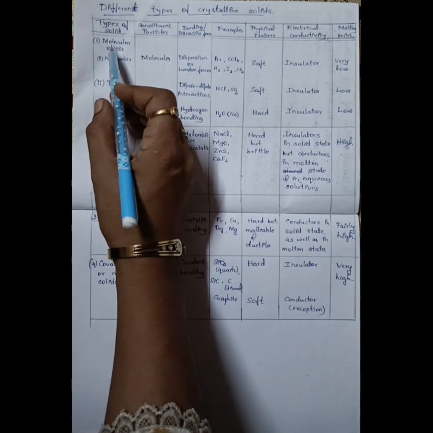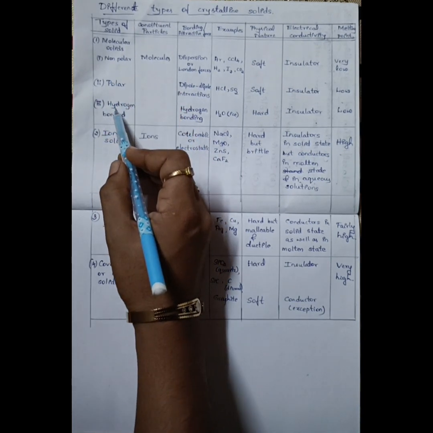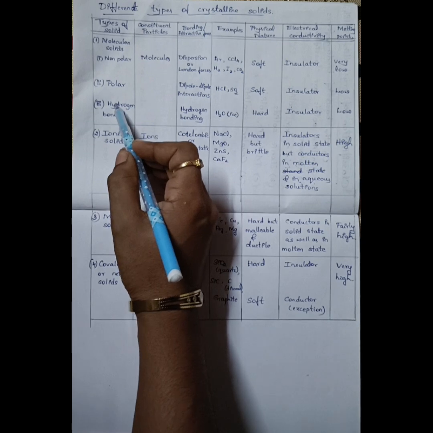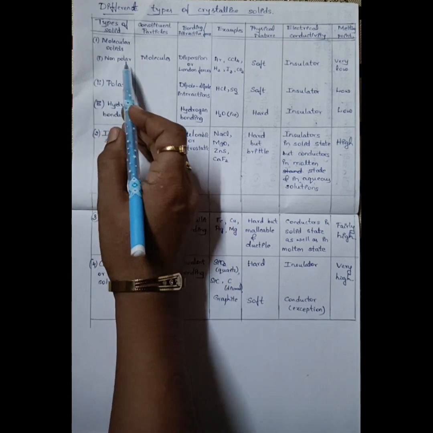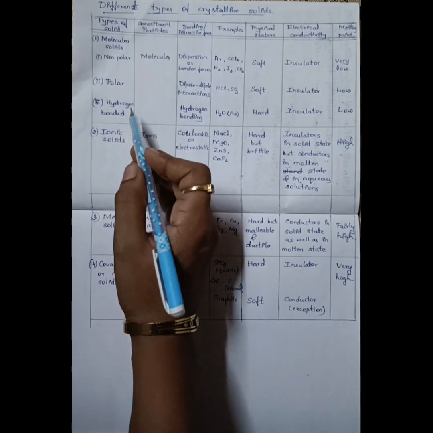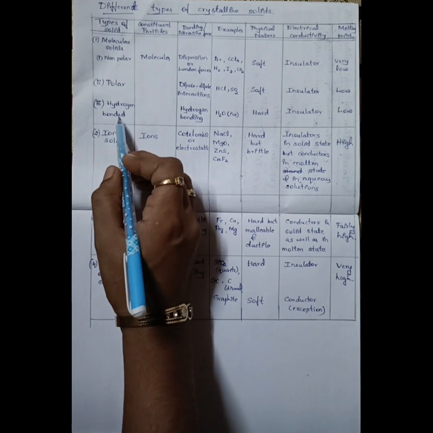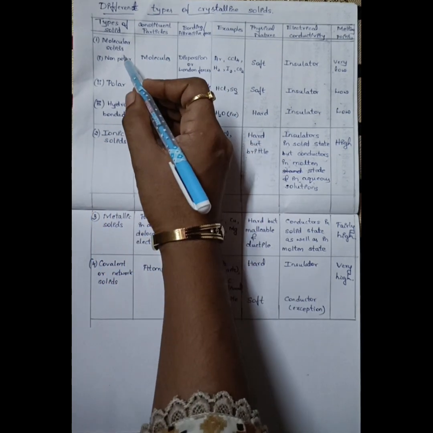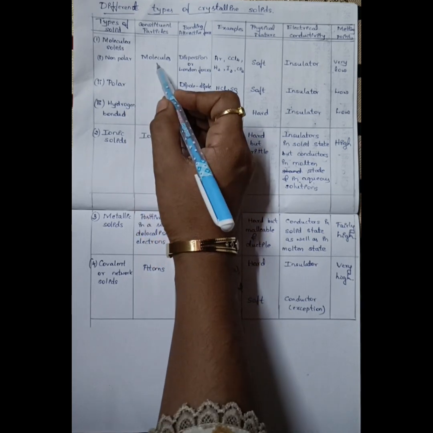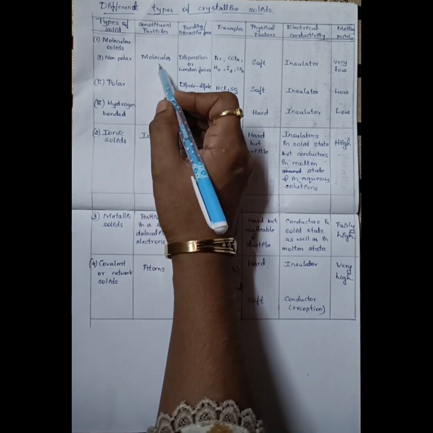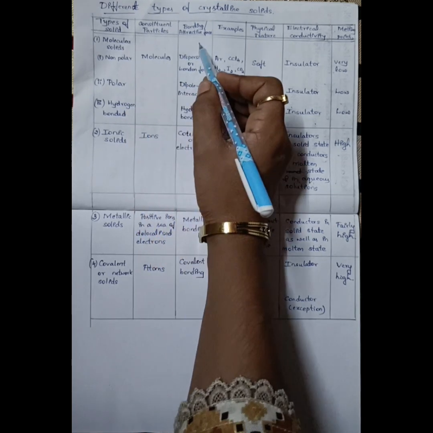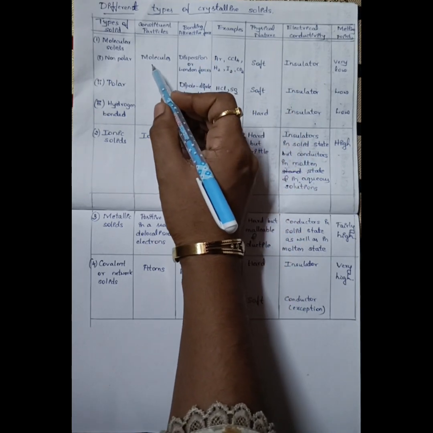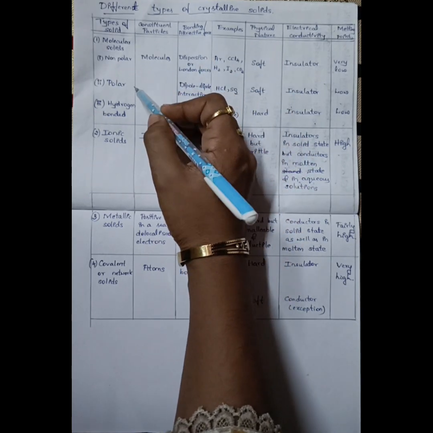Again, these molecular solids are classified into three types: non-polar molecular solids, polar molecular solids, and hydrogen bonded molecular solids. The constituent particles in these types of molecular solids are molecules. Now, attractive force. Which force is acting here?